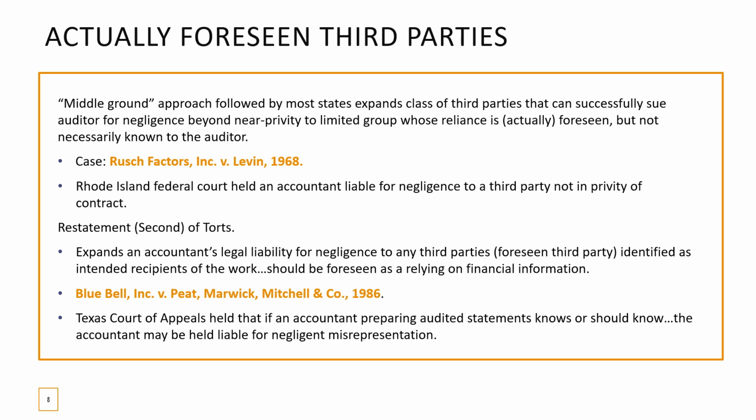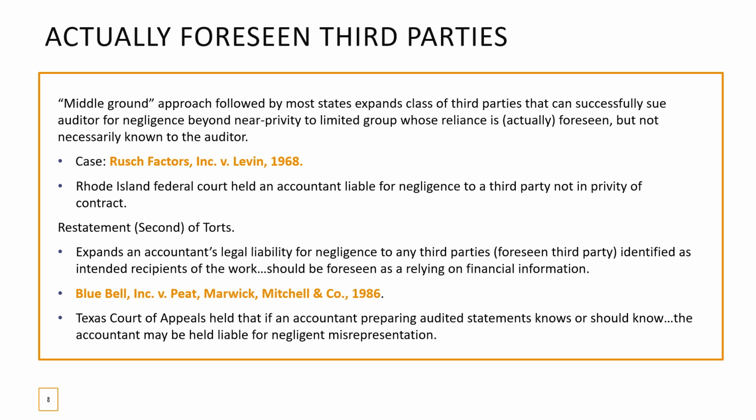The Second Restatement of the Law of Torts approach, sometimes known as Restatement 552, expands an accountant's legal liability exposure for negligence beyond those with near privity to a small group of persons and classes who are foreseen or should be foreseen by the auditor as relying on the financial information. This is known as the foreseen third party concept, because even though there's no privity relationship, the accountant knew that that party or those parties would rely on the financial statements for a specified transaction.